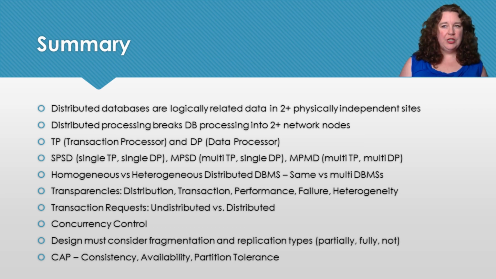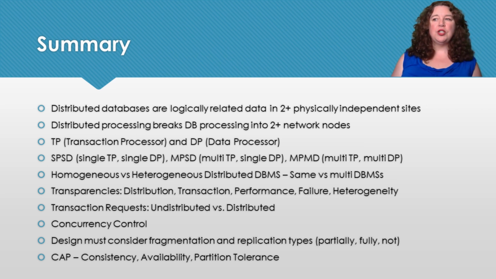So this is where our distributed processing goes into that transaction processor being in multiple locations. We have our single transaction processor with a single database. We have our multiple transaction processor with a single database, and our multi-transaction processor with our multiple database processors, and that is our fully distributed system. We can have homogeneous versus heterogeneous, where we are all using the same DBMS, or we're using multiple DBMSs. Our transparencies can be in distribution, transaction, performance, failure, or heterogeneity.